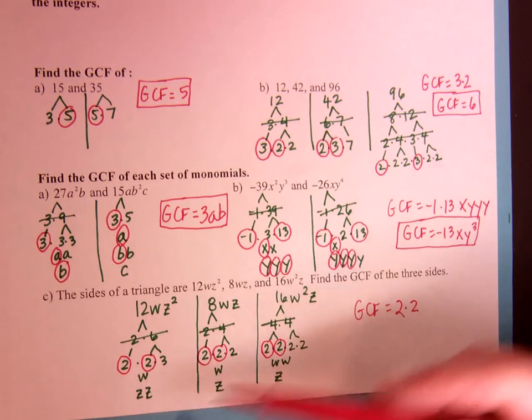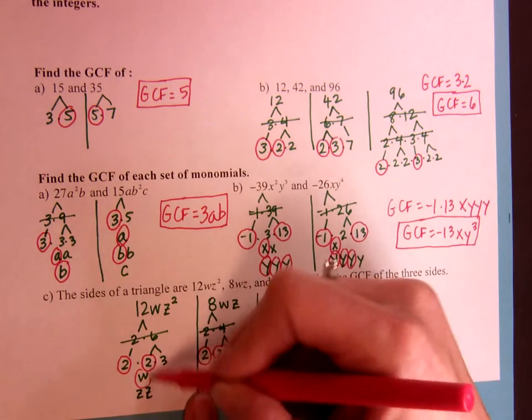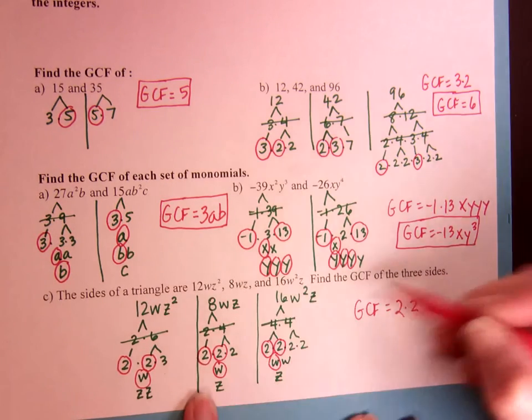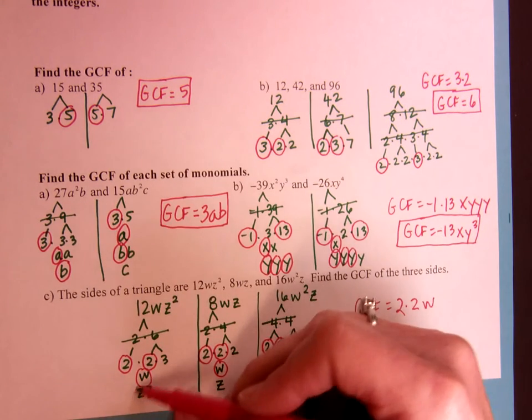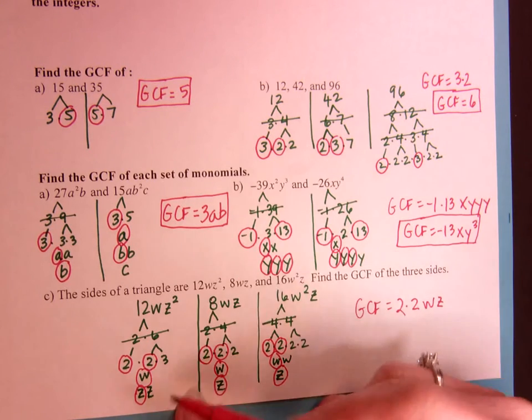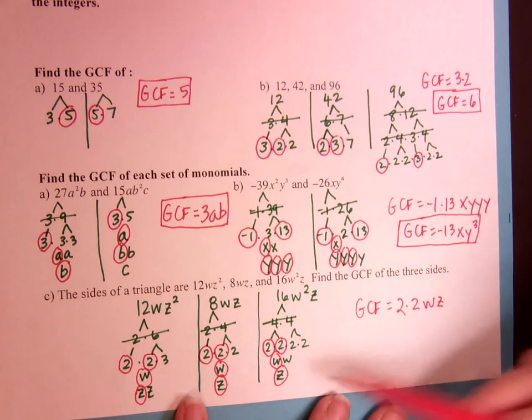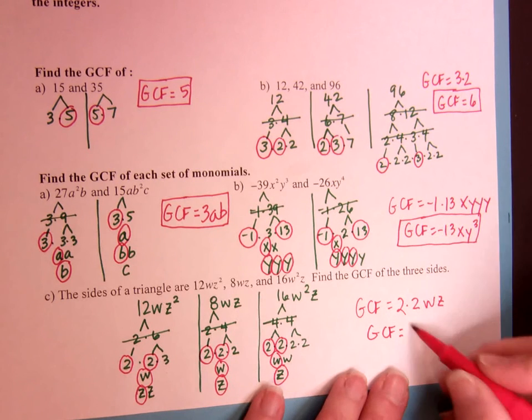So now we look at the letters. Do they each have a W? Yes. So we put a W in the answer. And do they each have a Z? Yes. So we put a Z in the answer. Do they have another Z? No. So we're done now. We just have to simplify. So it would be 4wz.